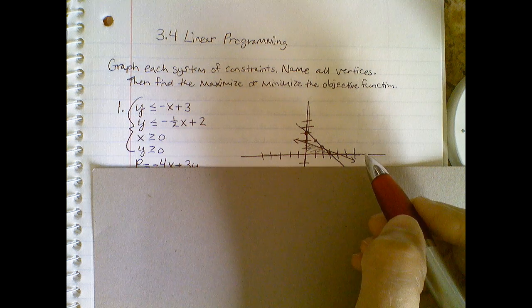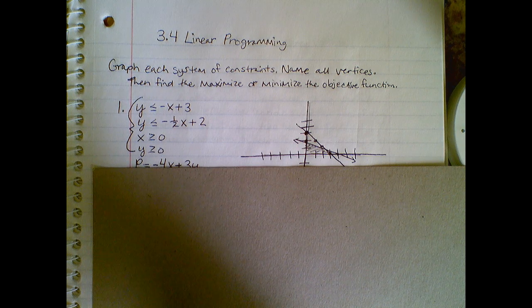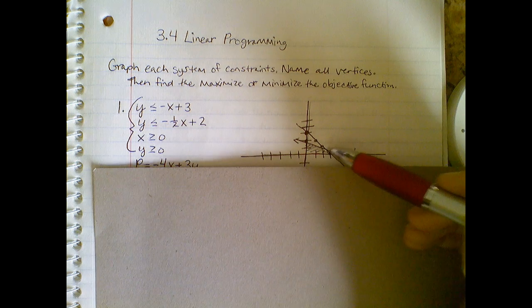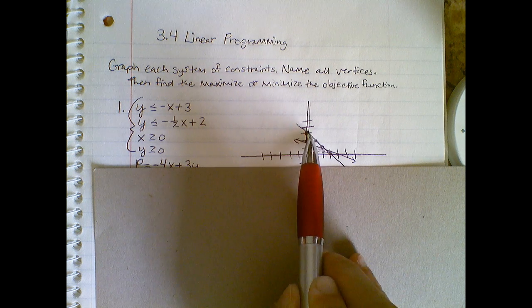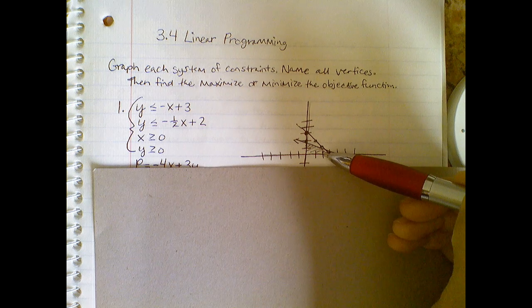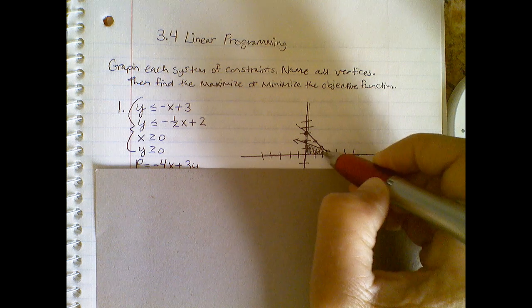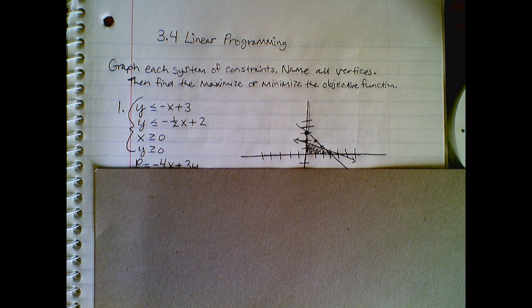Now what I'm looking for is where all of them overlap. If I take a look at my shading, this first one was less than, so I should shade below. The second one is less than, so I should shade below. It's greater than this vertical line, so I shade to the right of it. And this horizontal line, it's greater than it, so I shade above it. So this part right here is where they all overlap. In this section, they're always going to make an object that is bounded on all sides, so that will be a helpful way to remember where to shade.